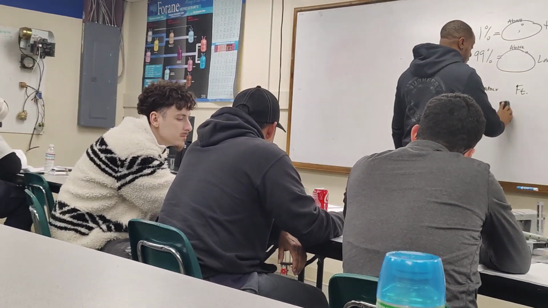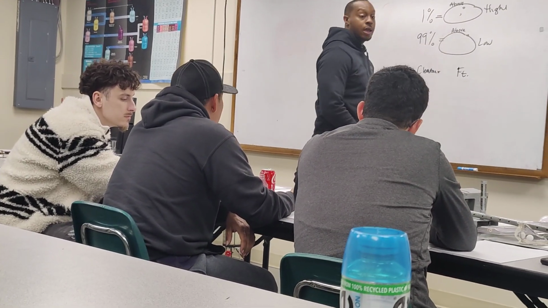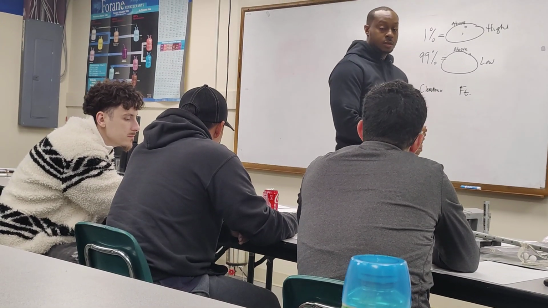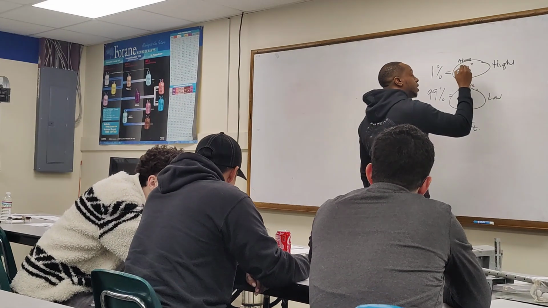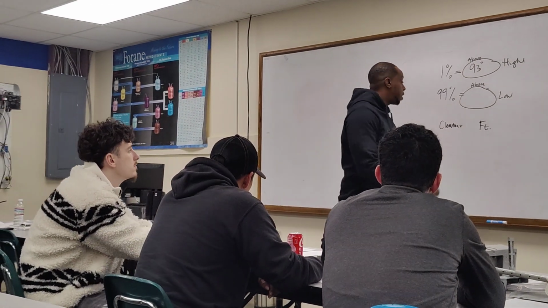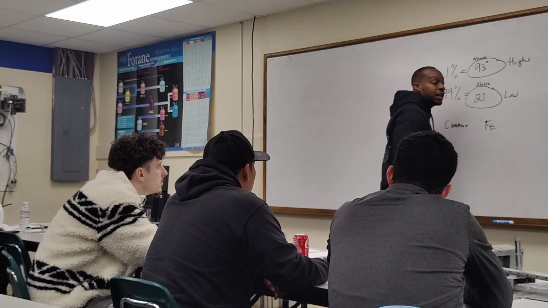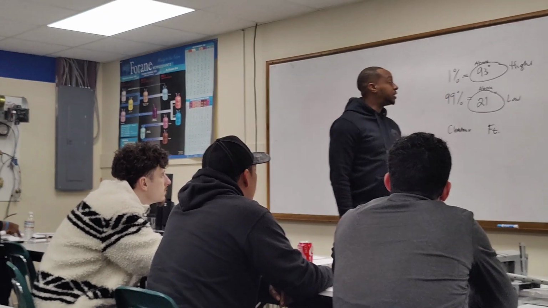Give me both. I need 1% and 99%, and elevation. 1% is 93. 99% is 21. So what does that mean? Somebody put that in layman terms. Put it in words. What does that say?